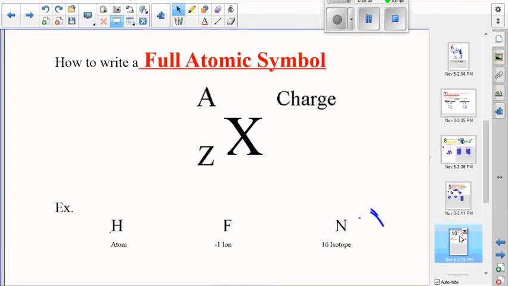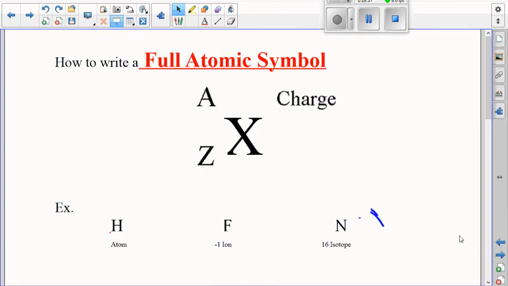Now we're at our last slide today of notes. So let's talk about full atomic symbol. This is an example. In the middle you have the symbol. There is no element X, by the way. That's why I chose this letter. Don't go looking for it. It's not there. So in the middle you have the atomic symbol.